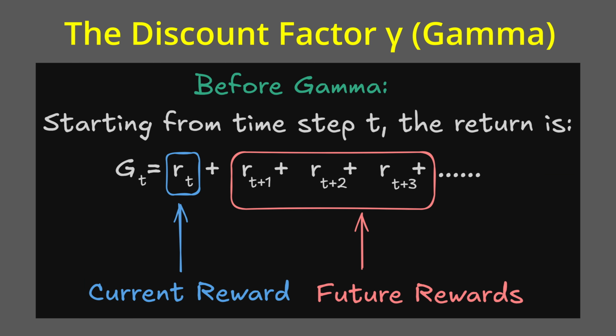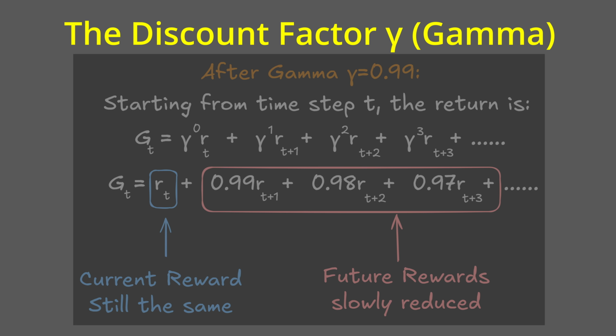Before gamma, what we have is the basic return. The return is just the total reward we expect starting from the current moment. Without discounting, that's simply the current reward plus the next reward, the one after that, and so on. The problem is this treats all rewards equally. That can make the agent inefficient, as we saw before. So we introduce gamma, the discount factor.